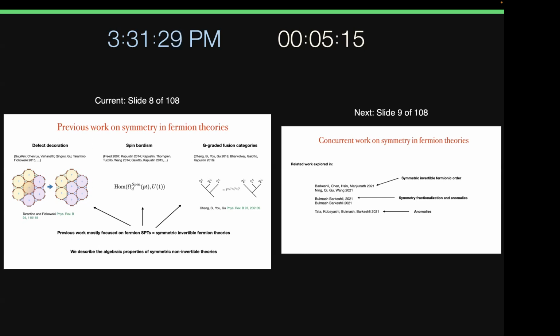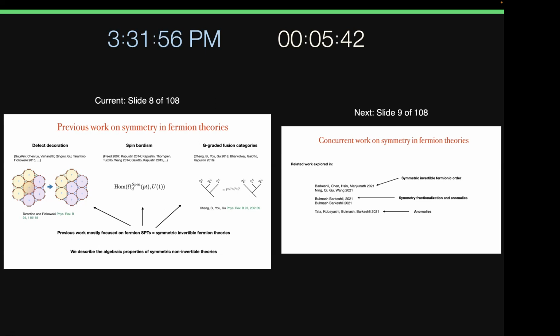So one is the so-called defect decoration, which amounts to building explicit Hamiltonians whose microscopic degrees of freedom are truly fermionic and fluctuating over the degrees of freedom in a coherent way, such that the whole system is symmetric under some group. All right, another widely used technique is classifying fermion SPTs using spin bordism.